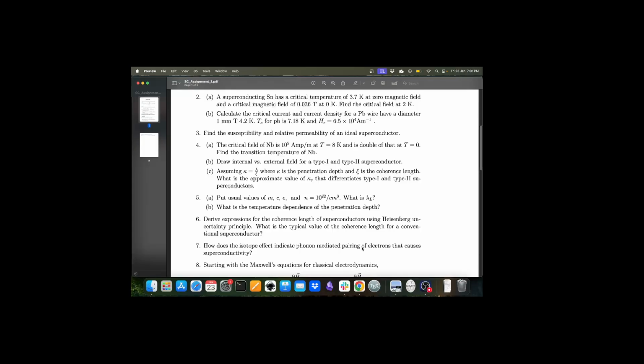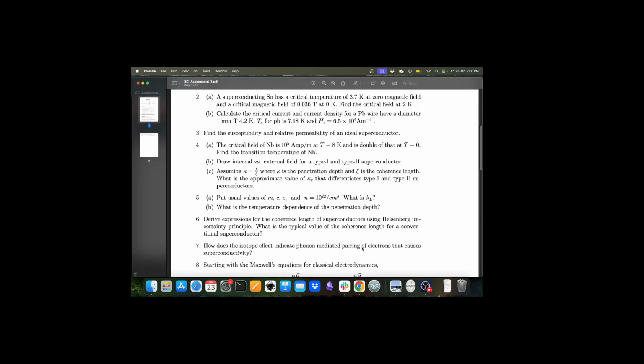So second question: a superconducting material, Sn, has a critical temperature Tc of 3.7 Kelvin at zero magnetic field. So this Tc is at zero magnetic field. Now let me write H equal to 0. And then it has a critical temperature of 0.036 Kelvin at, no, so this is Tesla.